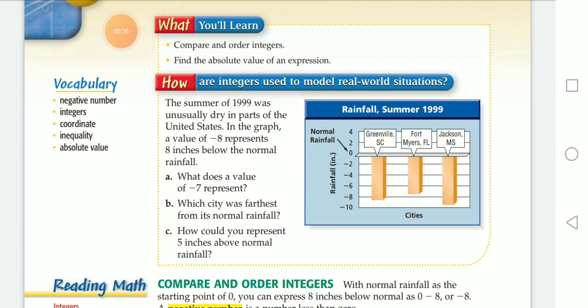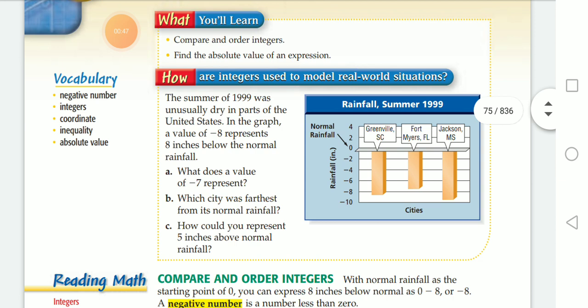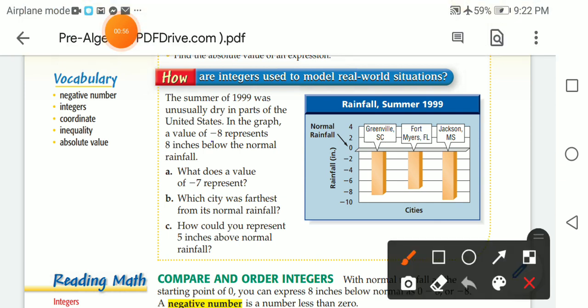Okay, this is important. The summer of 1999 was unusually dry in parts of the United States. In the graph, a value of -8 represents 8 inches below the normal rainfall, as you see here. Okay, I want to mark this. Here -8 means below the normal rainfall. What does a value of -7 represent? It represents here -7, also below the normal rainfall. Which city was the farthest from its normal rainfall? How could you represent 5 inches above normal rainfall?